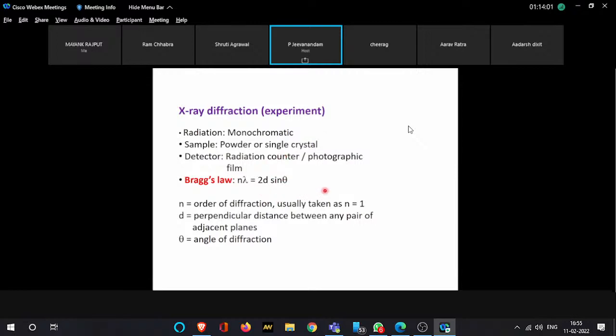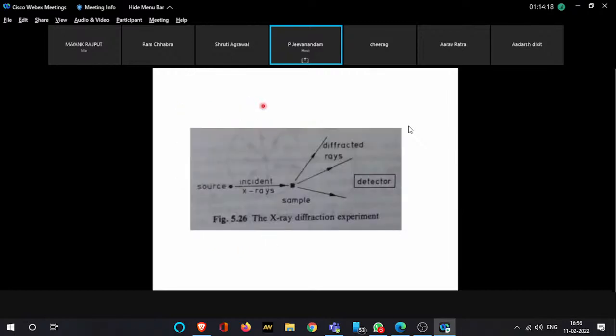In fact, the father-son duo, W.H. Bragg and W.L. Bragg, spent their entire life on X-ray diffraction, and that is why this is called Bragg's law. And then what information do you get from X-ray diffraction? Just to give you some interest, in an X-ray diffraction experiment, you have some source of X-rays, and these X-rays fall on your sample. Then they get diffracted and reach the detector.